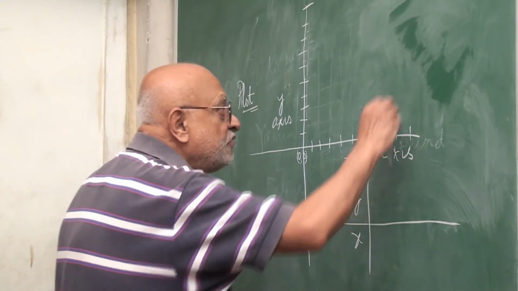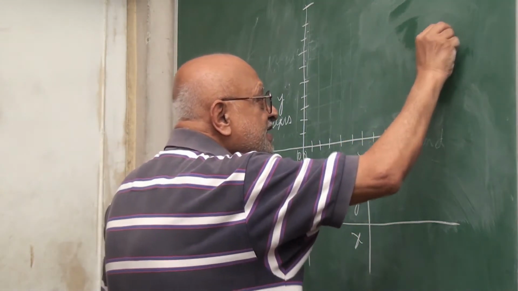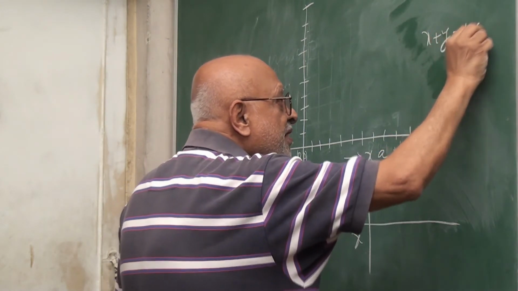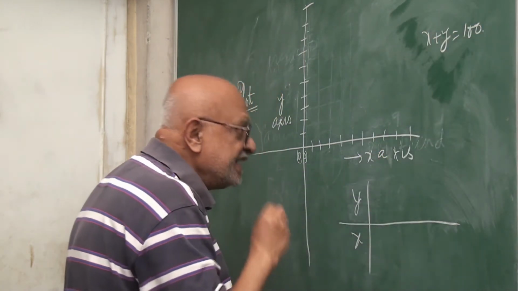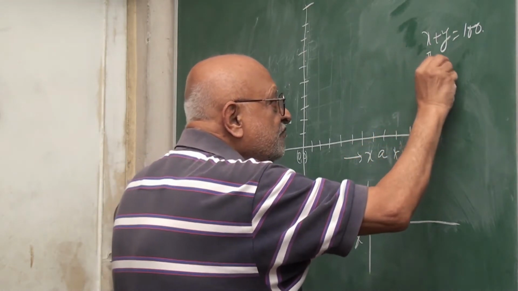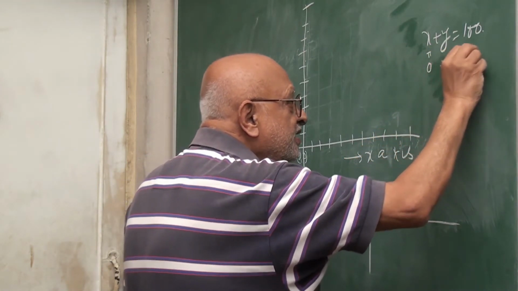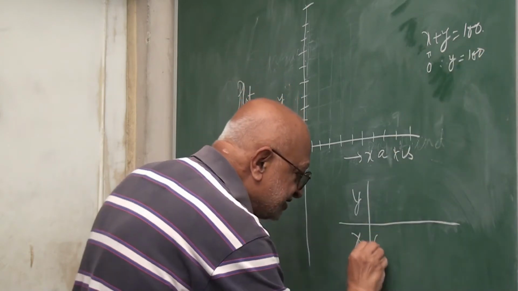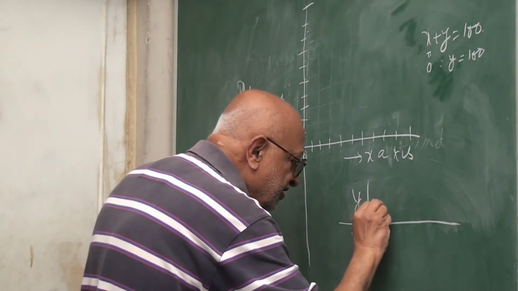The equation is what? x plus y equal to 100. Okay, I'll first take x equal to 0. x equal to 0. Therefore, y will be what? 100. So I'll put x equal to 0, y equal to 100.